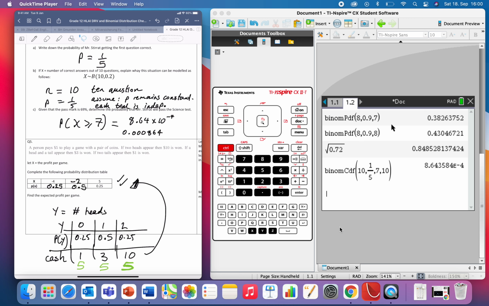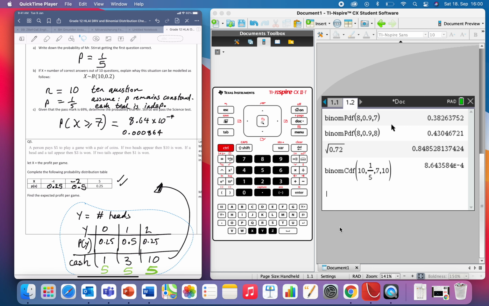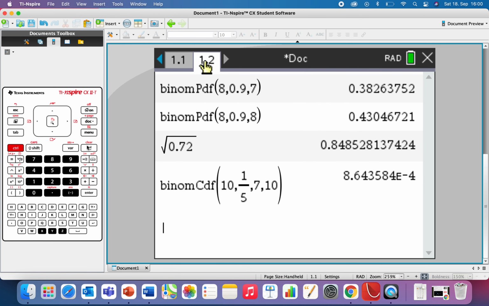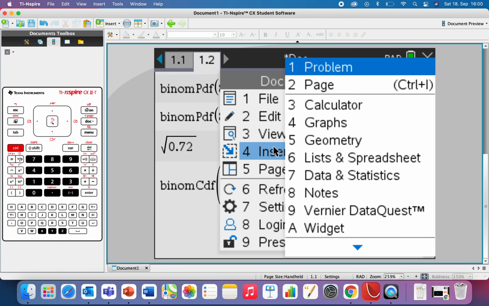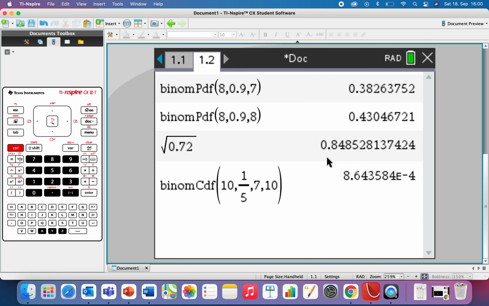And now we can answer the rest of the question, because the expected profit is just E of X. And E of X is quite easy to get from our calculator. So E of X is just the mean. So let's create a table of values in here. If I just make this big so we can see it, doc, insert a list in spreadsheets.